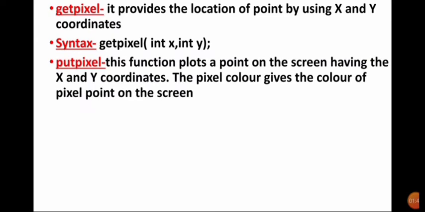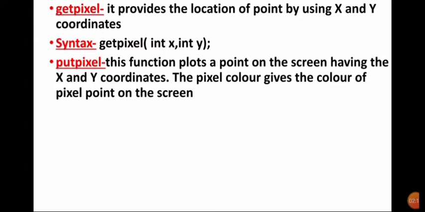Next one is putpixel. Once you get the coordinates x and y, you have to put that pixel, you have to fix the location or plot that pixel by using the command putpixel. This is the function which plots a point on the screen having the x and y coordinates, as well as the color, which can be provided by using this statement.